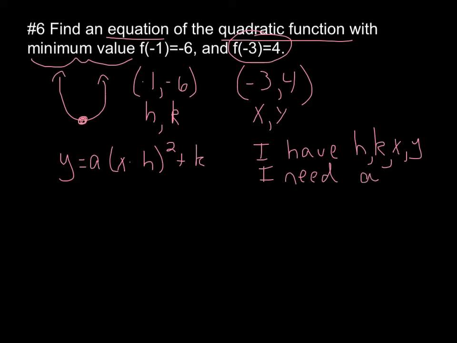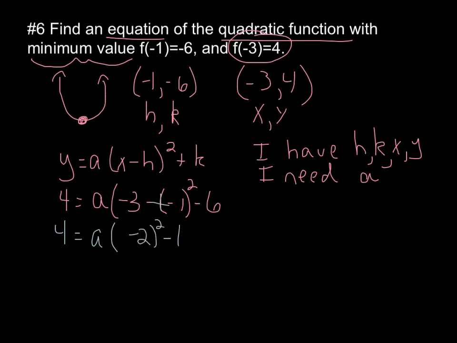So we're going to use some fancy substitution here. Plug in 4 for y, leave a alone, x is -3, minus h is -1. Notice that that's going to end up becoming plus. Remember how h is kind of funky, it's kind of backwards? And k is -6. Well, now I can solve for a.